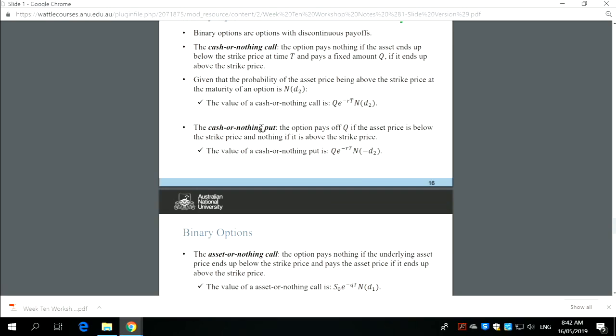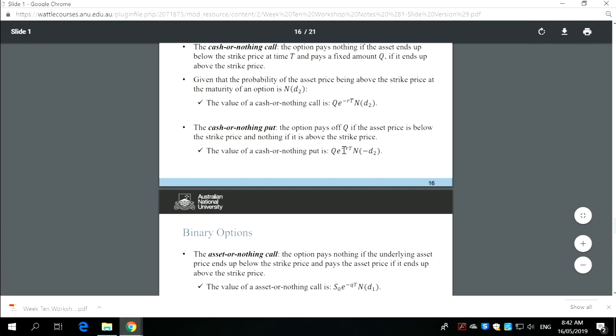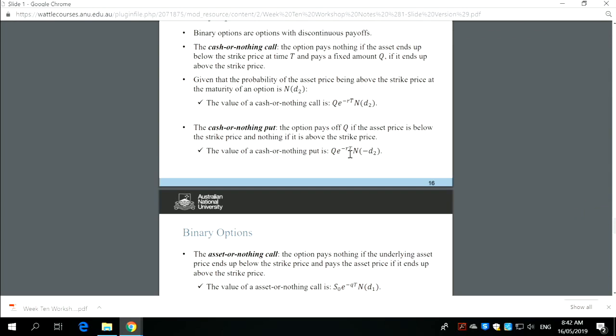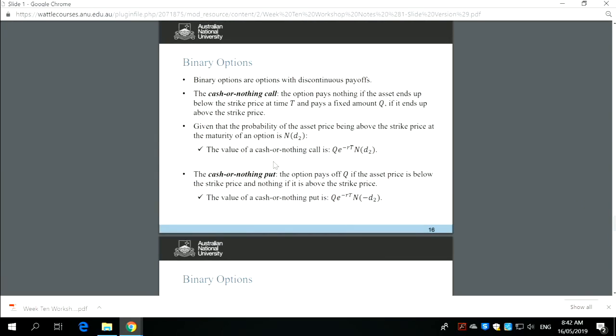Okay, then we have the cash-or-nothing put. Basically, the cash-or-nothing put works such that the option would pay you a fixed cash Q if the spot price gets below the strike. Okay, so that's just N(-d2), right? N(-d2) gives you the probability the asset price finishes below the strike price. So the value of this cash-or-nothing put is simply the present value of the cash amount times the probability that the price will get below the strike. And that gives you the value of this cash-or-nothing put. So that's the first type of binary option.